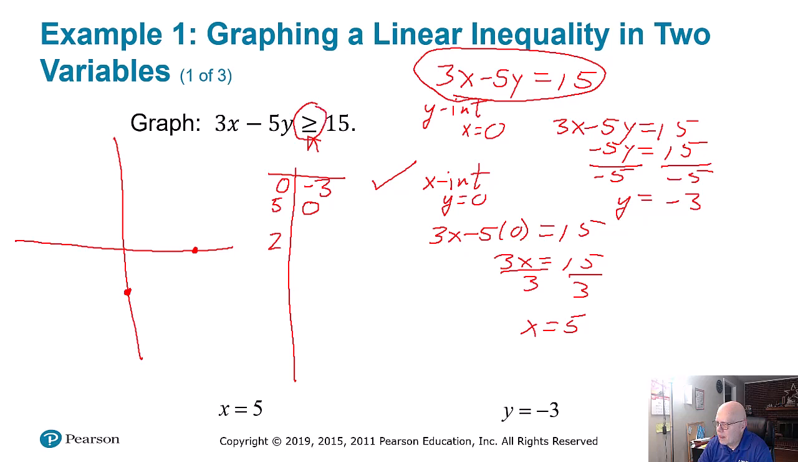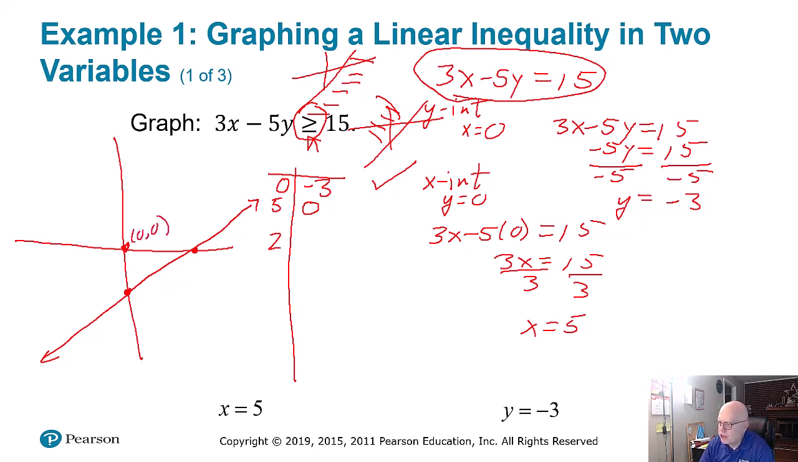Check back here. Yep, I'm supposed to make a solid line. So I'll connect those with a solid line, put an arrow at both sides. Now, the question is, does my graph look like this, or does my graph look like that? I'm going to check with a test point. And again, make it easy. Pick a point that is easy to work with. I'm going to use the origin, 0, 0. And I'm going to take my inequality, 3x minus 5y greater than or equal to 15. What I'm going to do is see if 0, 0 is on the right side of the line. Am I going to shade in this side, see the point? Or am I going to shade in the other side?